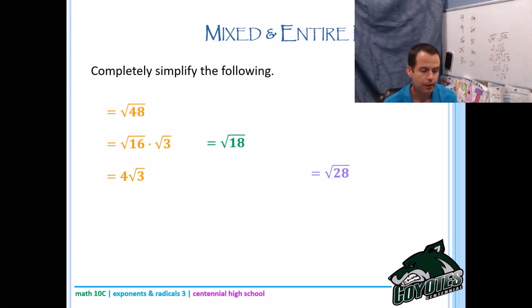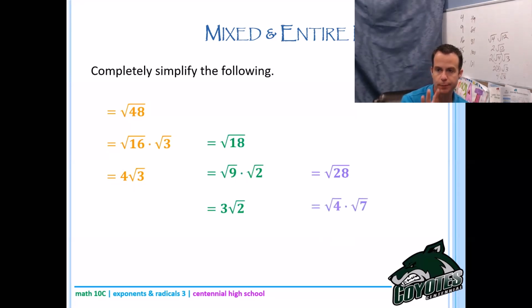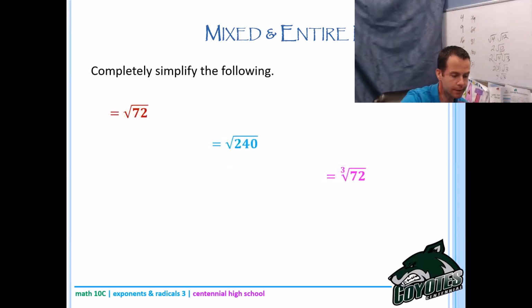Root 18 would be 9 times 2, and then the 9 becomes a 3. Root 9 is 3. And then root 28 would be 4 times 7. So root 4 times root 7, the root of 4 is 2. Okay, pause me and try these guys.